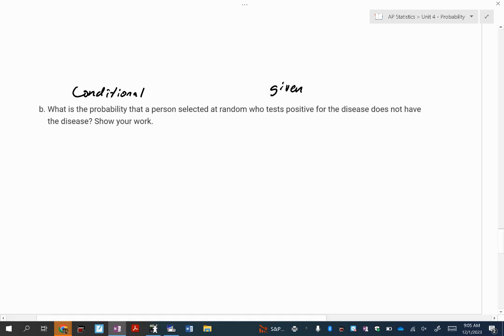What are they telling me has to be true about this person? They have to test positive. At first, I don't care, right? They have to have a positive test. So I would write positive. Remember that little bar? So the given is positive. And then, Jade, you're right. Once I look at only the people that tested positive, what's the likelihood that I select a person who doesn't have the disease? So I'm going to put no disease here.